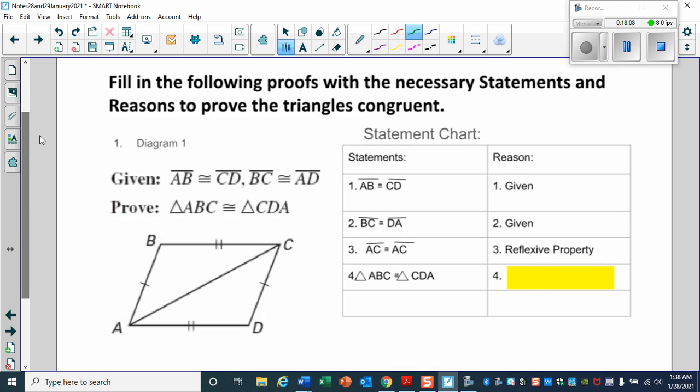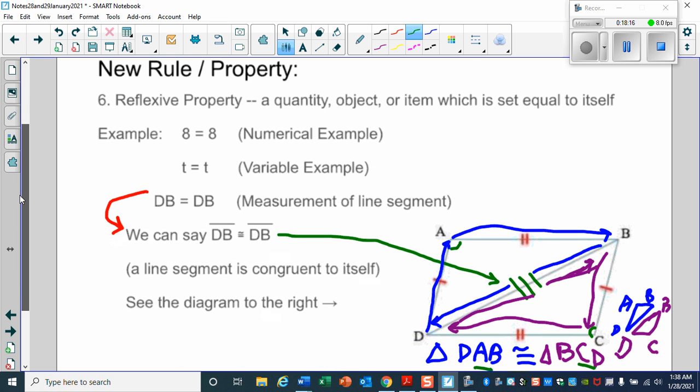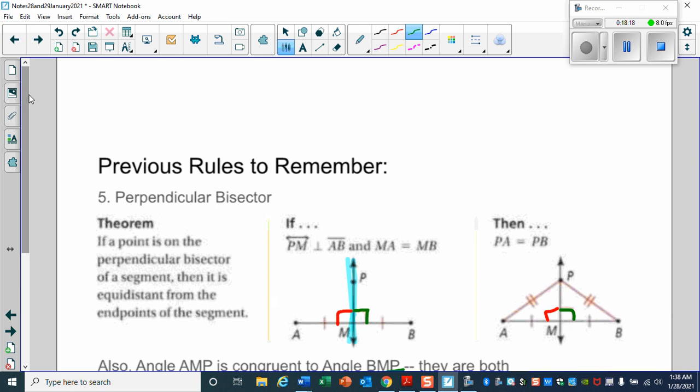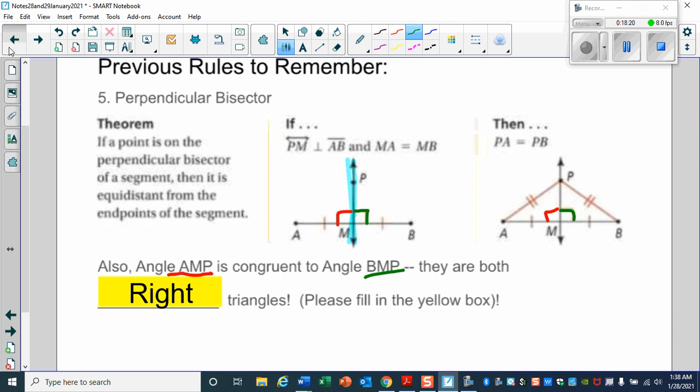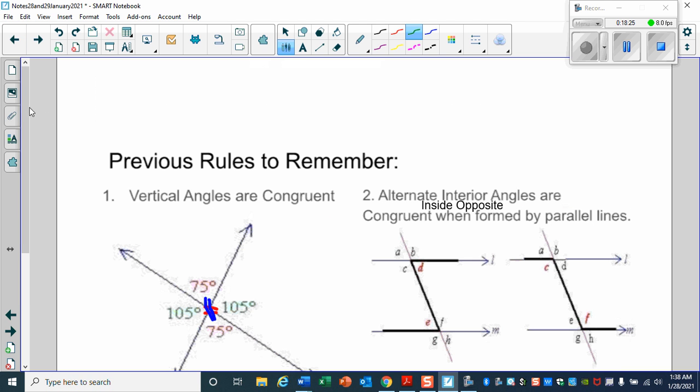All right, so now what we're going to do, given these recent new rules that we've learned, reflexive property, perpendicular bisector, angle bisector, segment bisector, vertical angles, and alternate interior angles. It's going to help us now with the new information for today.